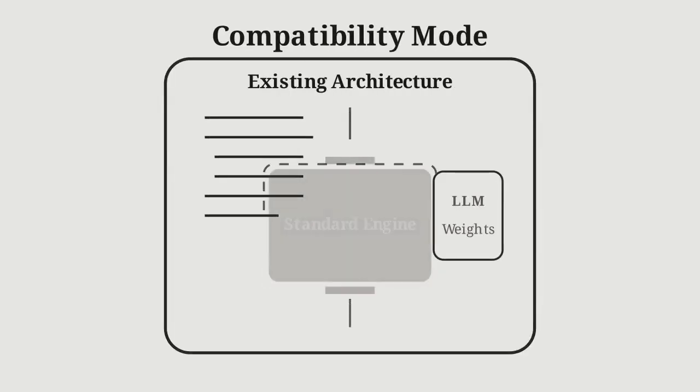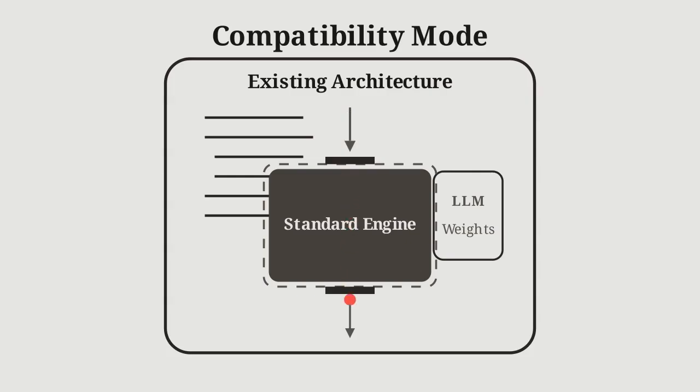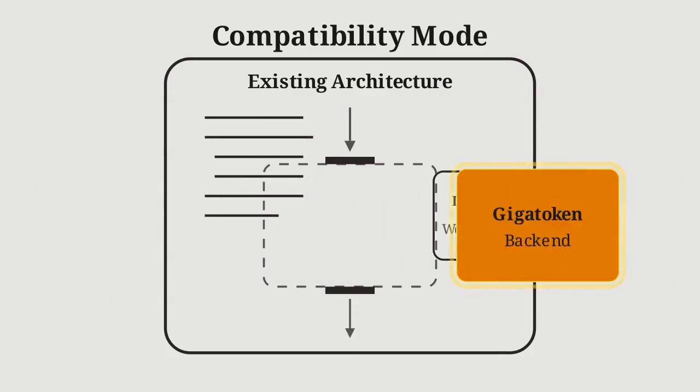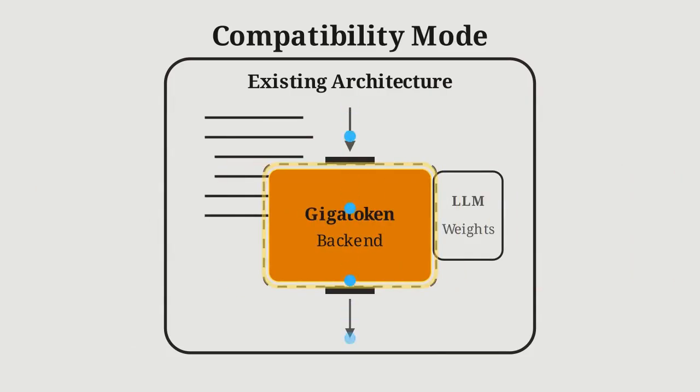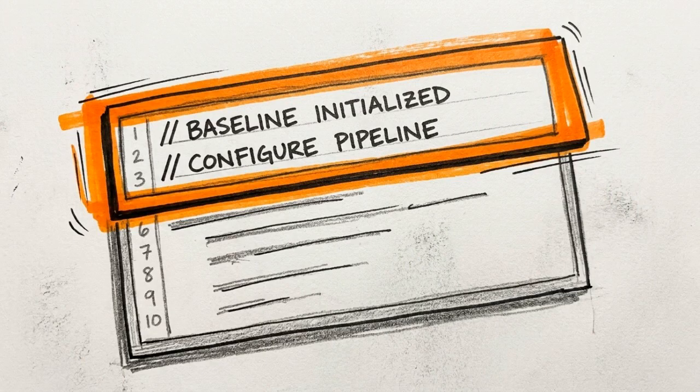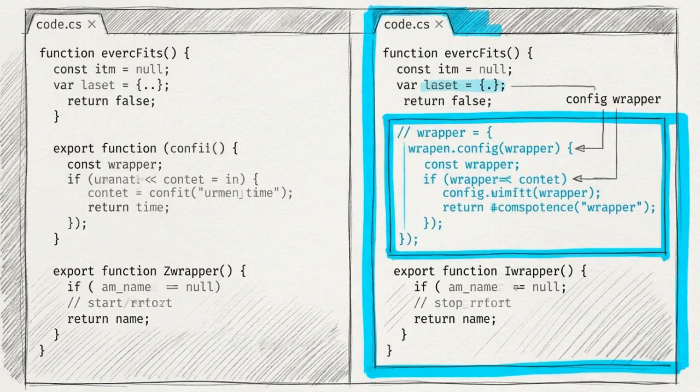Compatibility mode is designed for existing architectures that you cannot afford to rewrite from scratch. It allows you to swap the backend without changing your overall structure. Start by importing Gigatoken alongside your standard libraries. Initialize a baseline Hugging Face tokenizer. In this case, we'll use the configuration for Qwen 2.5. This is the critical line.